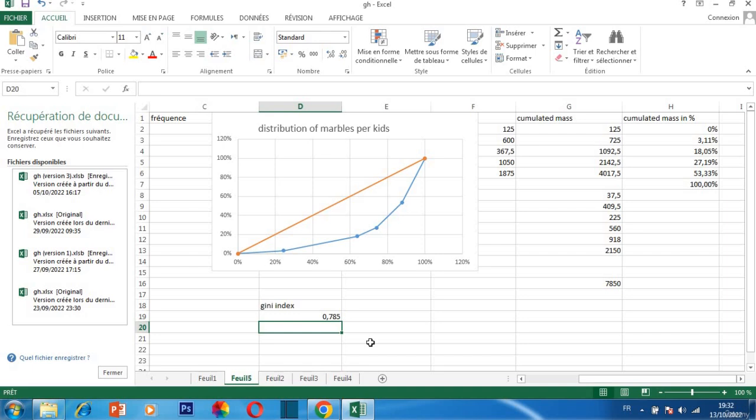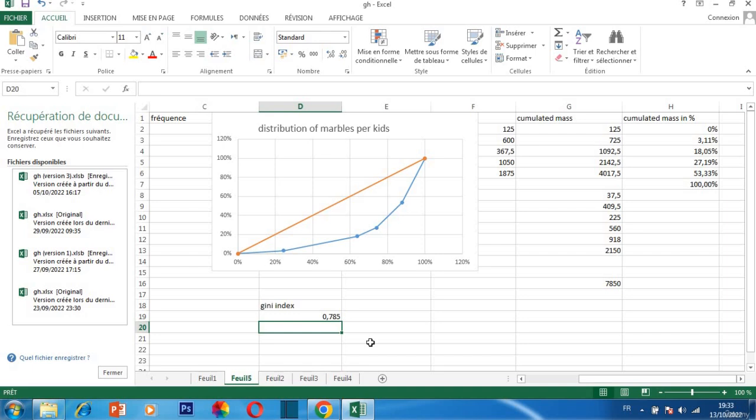So for the Gini index we have a classification for interpretation of it. From 0 to 0.5 we have a lot of concentration. So what it means is there is not a lot of unequal distribution. If it's between 0.4 and 0.6 there is a little bit of unequal distribution. But if we have superior to 0.6, there is a lot of unequal distribution.